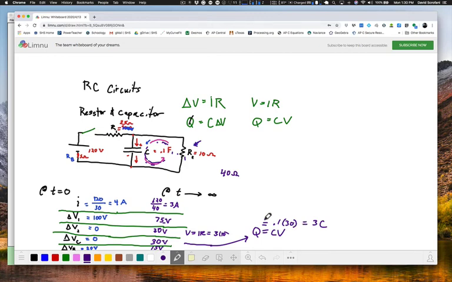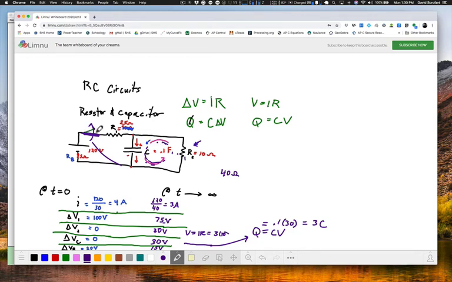Okay, and this, by the way, was all done with this switch closed. I forgot to draw the closed switch in the beginning. But if I reopen the switch, now I have a very different circuit, right? Because now I have a circuit.